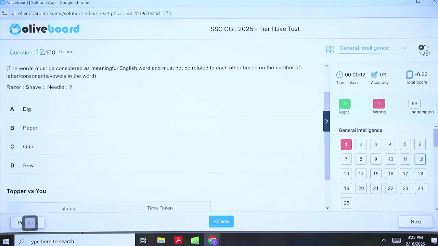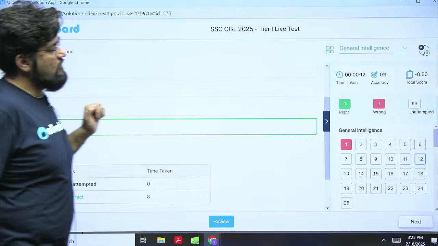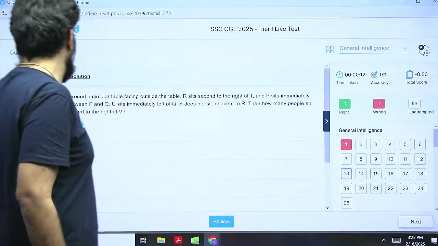Oh, very easy. Razor, shave, needle, what? If you use the razor to shave, you will use the needle to sew. Option D is the correct answer here. Not rocket science. Next one, question 13.